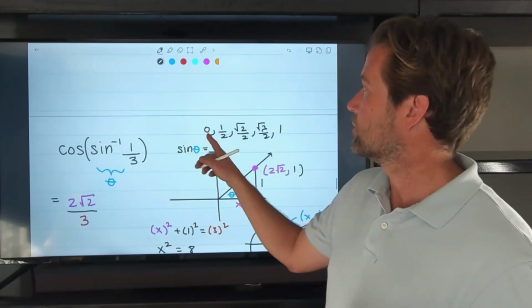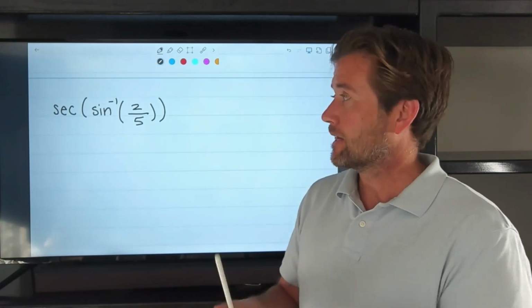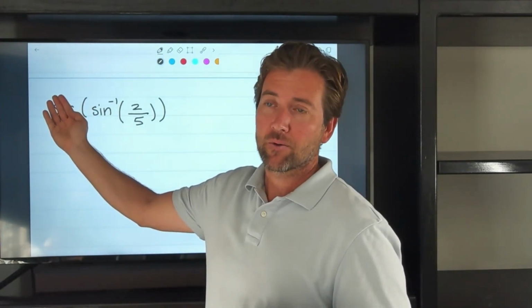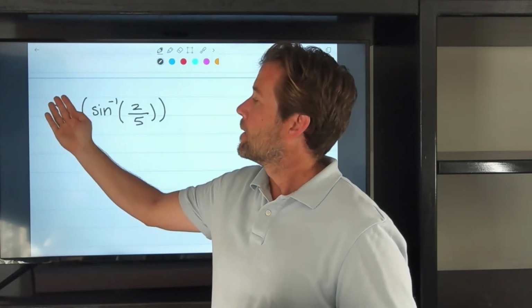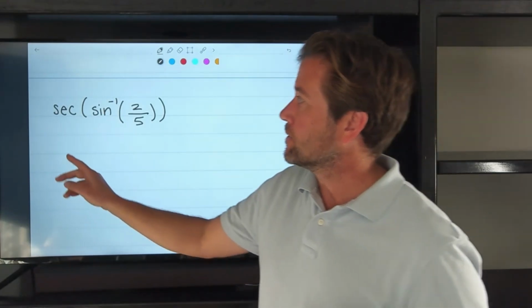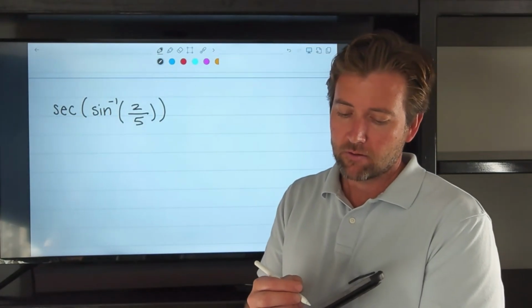I'm just familiar with these values. So if I just asked you to evaluate arc sine of 2/5, you couldn't do that without a calculator. You could estimate it. But we have secant of that angle, so we only really need to know the reciprocal of the cosine of that angle.